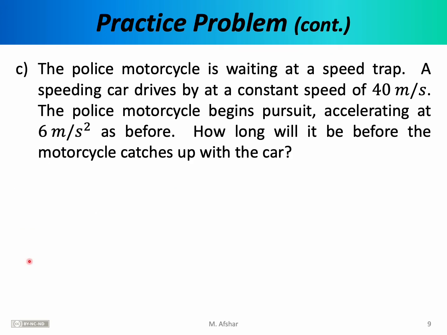Here's part C of the same problem. The police motorcycle is waiting at a speed trap. A speeding car drives by at a constant speed of 40 meters per second. The police motorcycle begins pursuit, accelerating at 6 meters per second squared as before. How long will it be before the motorcycle catches up with the car?